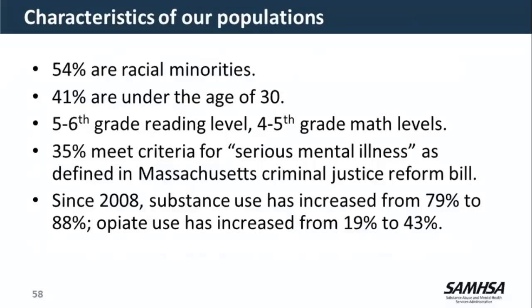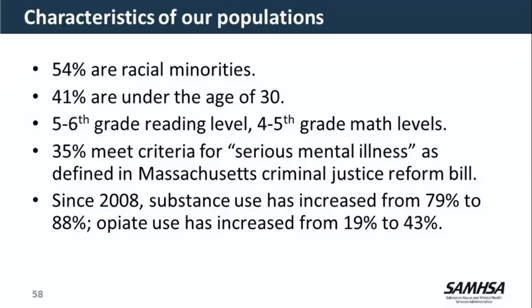So a quick look at some stats. I am a researcher, so I love stats. This is kind of who we are. As you can see, we are a highly minority population, young. I think that third bullet is very telling. Even though about half of our people report that they have a high school diploma or equivalent, the actual functioning academic level is a lot lower. This is very important to know, not only for prepping people for release and for employment, but even when we're developing our programs, we have to make sure that we're meeting people where they are.